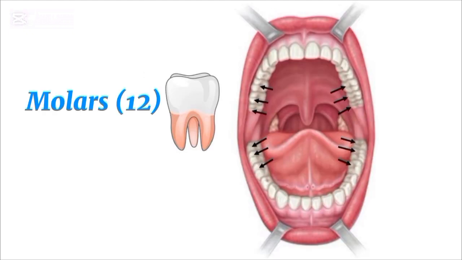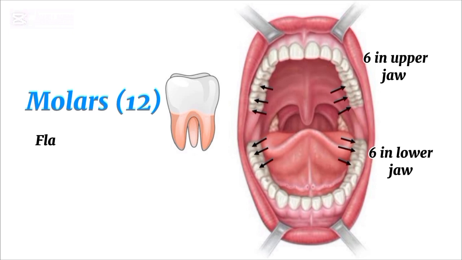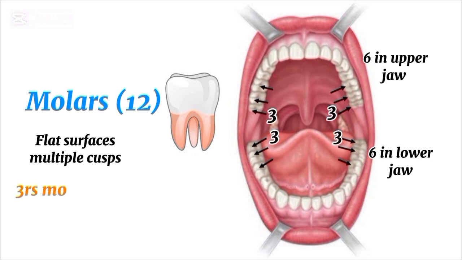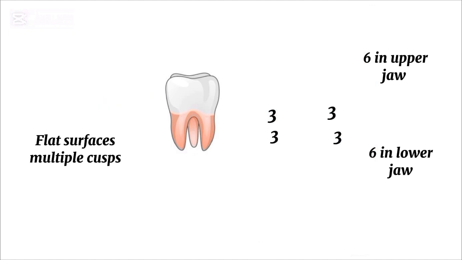There are 12 molars in our teeth, 6 in the upper jaw and 6 in the lower jaw. They are the largest teeth, each with flat surfaces and multiple cusps. Third molars and last molars are called wisdom teeth. So there are 4 wisdom teeth in our mouth, 2 in the upper jaw and 2 in the lower jaw.